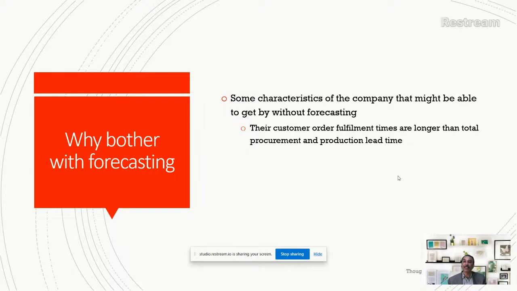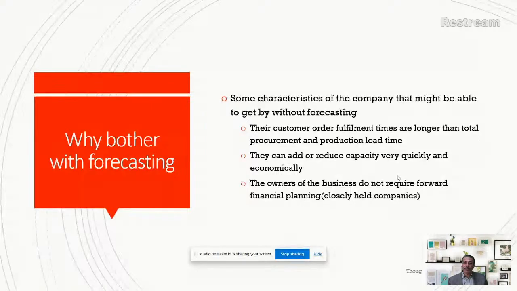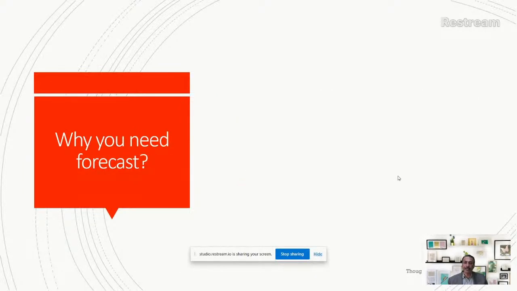This is what happens in top-class auto manufacturing. Also in aircraft manufacturing, they don't wait for the forecast because the lead time is long, so they are not worried. Or there are some technology companies that can add or reduce capacity very quickly and economically. I heard Tesla can do this at very short notice because of high technology. Huge money is involved. It's possible, but that is only 5% of organizations globally. Sometimes the owners of the business do not require forward financial planning, maybe a private or small owner-held organization. Otherwise, I can say 90% of the remaining organizations need the forecast.